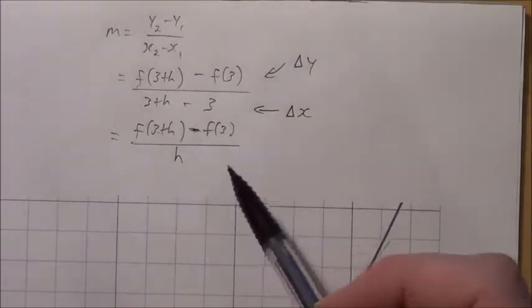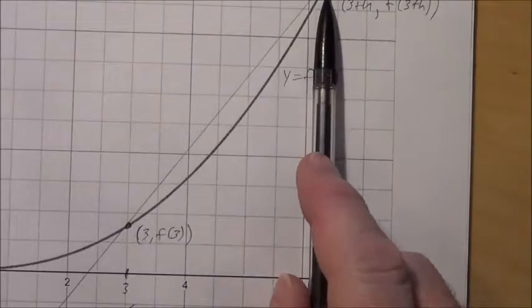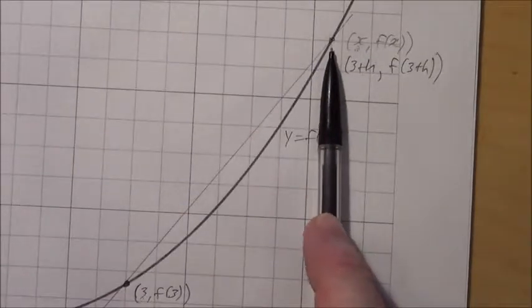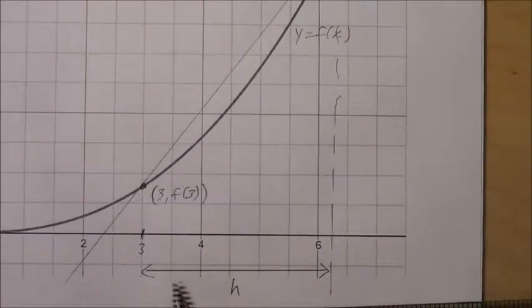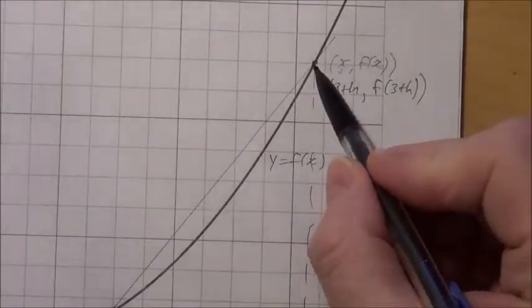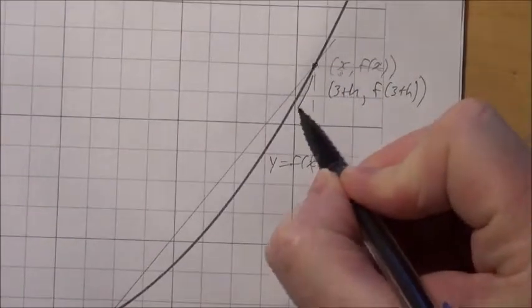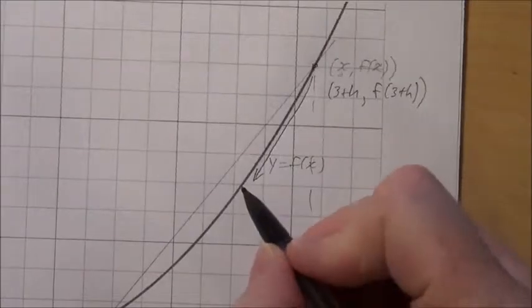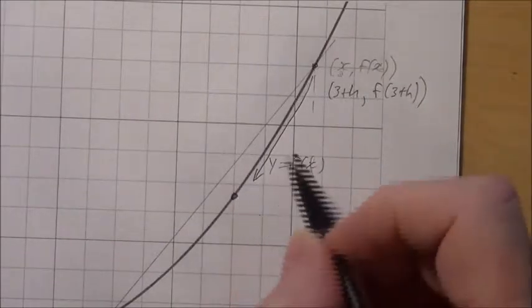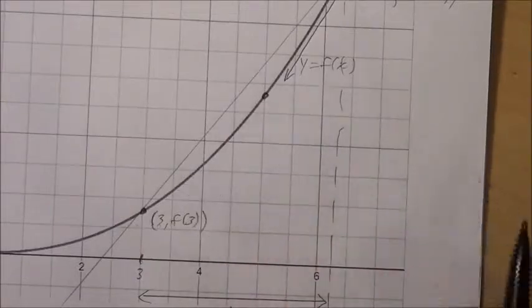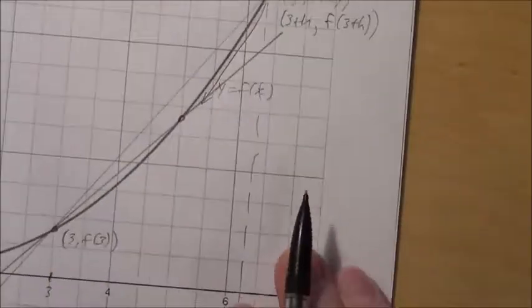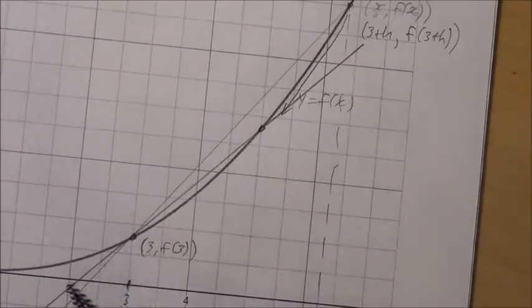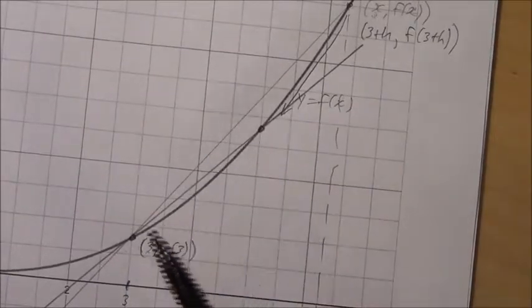What I'm going to do now is, instead of having h so far apart, with this x value here being 3 plus h and this x value here of 3, and this being a pretty large distance of h, I'm going to take this point and slide it down the curve to about here. Now this secant becomes a little less steep.